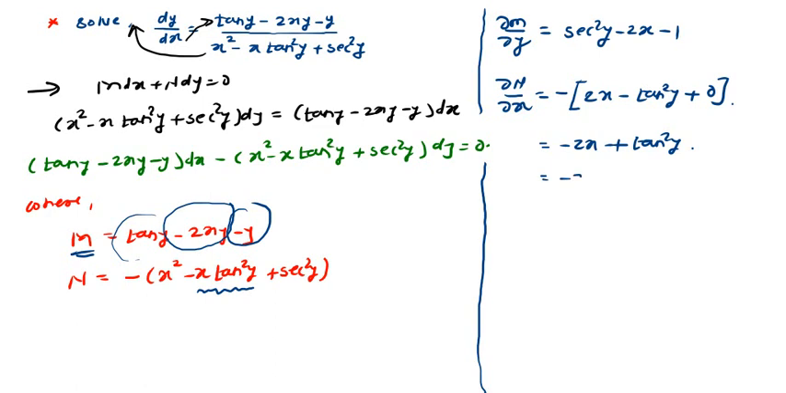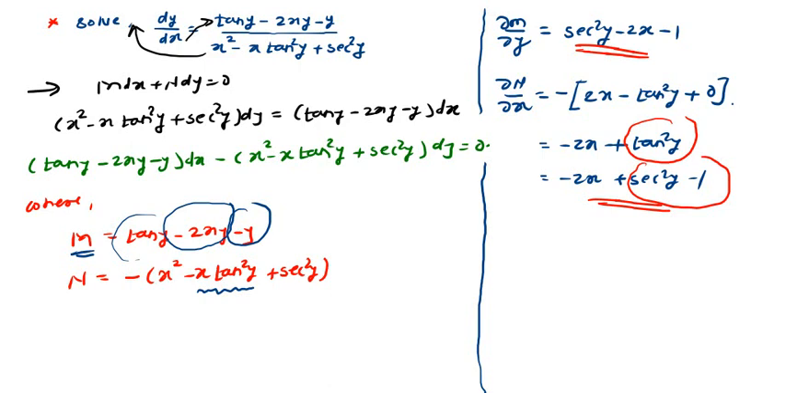Now minus 2x, I will write this tan square y as sec square y minus 1. If you observe both the equations, both are the same. What I have done here is replaced tan square y by sec square y minus 1, by one of the identities. What is that identity? We know 1 plus tan square y is nothing but sec square y. So I got this value for tan square y. So if you observe, ∂M/∂y is nothing but ∂N/∂x.